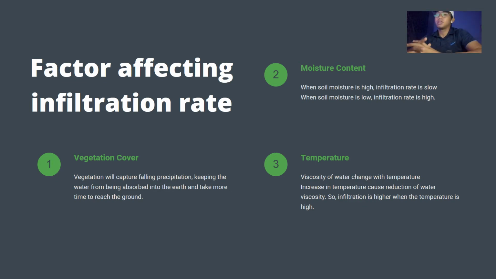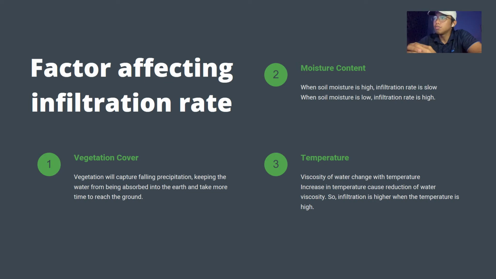So the next one is the moisture content. When soil moisture is high, infiltration rate is low. This is because when the soil moisture is high, there is enough water in the soil. Thus, it decreases the water flow in the soil. So when the soil moisture is low, infiltration rate is higher.